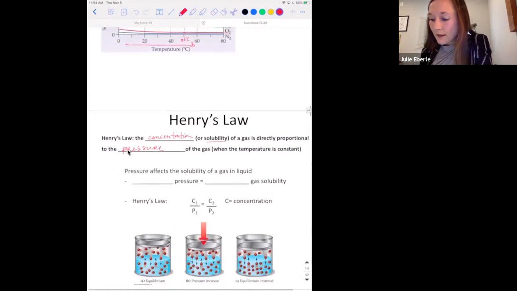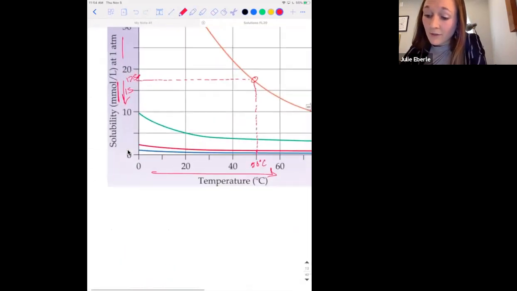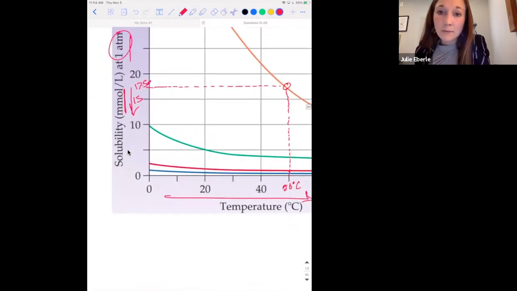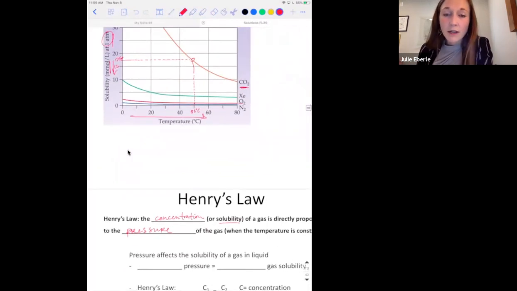So I don't know if you noticed, but up here on our y-axis, it gave us a pressure. It said at 1 atm. If we change that pressure, if we doubled the pressure or tripled the pressure, the solubility would change. And that's essentially what Henry's law is saying, that the concentration of how much gas is dissolved in a liquid depends on the pressure.